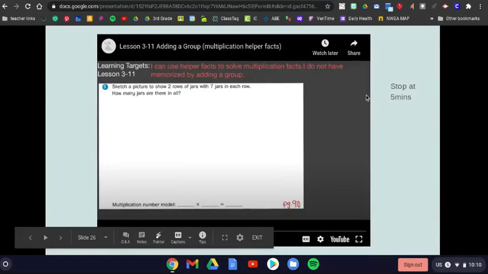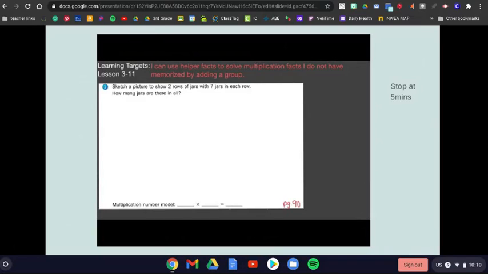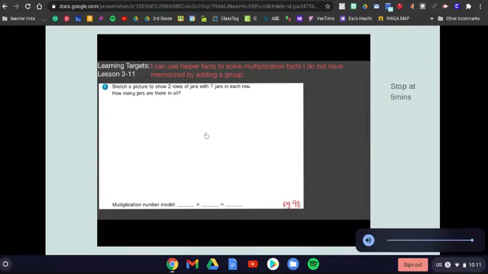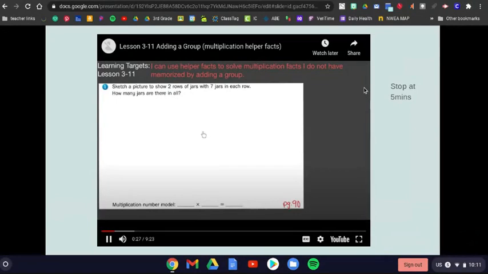All right, class, let's get rolling right away with lesson 3-11. For those students in the loft, we know that we're going to first start by looking at our learning target. And today we are trying to use helper facts to solve multiplication facts that I do not have memorized. And we're going to do that by adding a group. So this is on page 90. You're going to follow along on page 90, and you're going to do this exactly the way that I'm doing it. So I want you to draw it out. If you need to pause the video to stay caught up, then please do so.